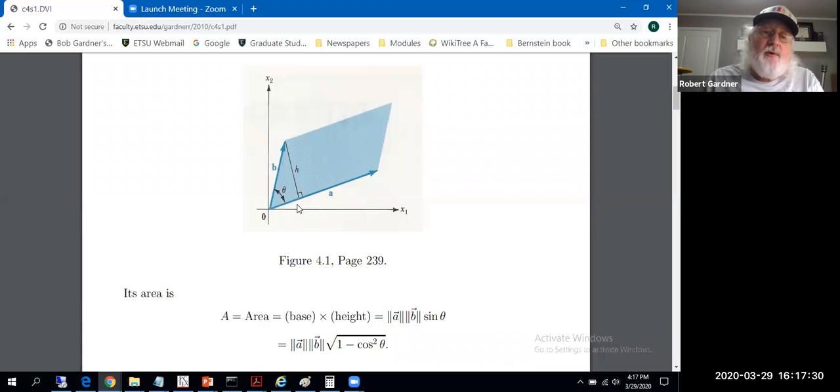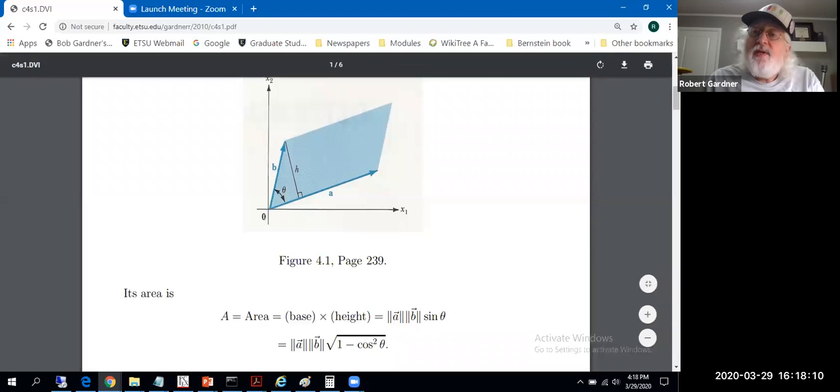The height, well, we got a little right triangle here. Angle theta has as its opposite a side of length h, and as its hypotenuse, a side of length magnitude of b. So the sine of theta is h over the magnitude of b, or h is the magnitude of b times the sine of theta. The height is the magnitude of b times the sine of theta. It's just opposite over hypotenuse trig function stuff. So base times height, base is magnitude of A, height we just saw is magnitude of B times the sine of theta.